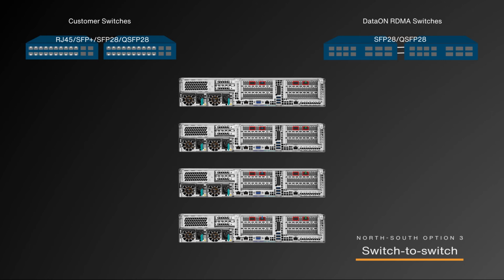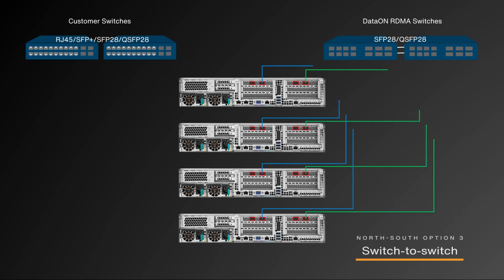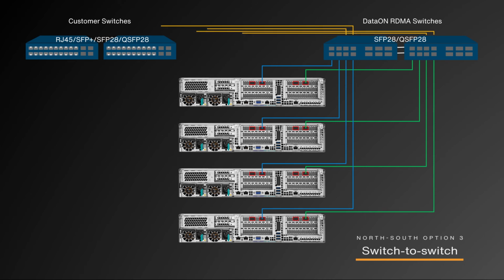An alternative to options 1 and 2 would be to leverage your existing physical east-west connections to also communicate for north-south. We can do this by creating additional virtual NICs on each physical NIC, then connect DataON switches to your switches. This will lessen the number of ports needed on your switches even as your environment grows.